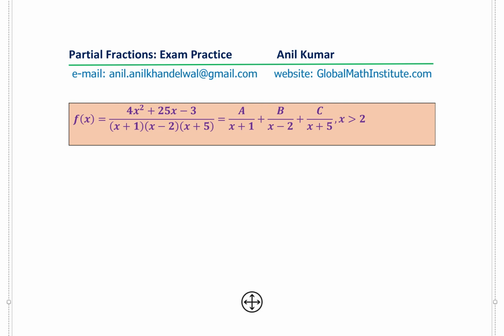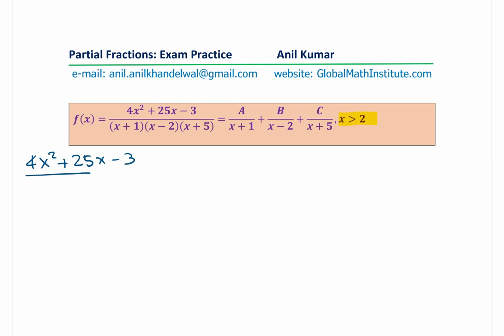So we are given this particular equation with the restriction that x is greater than 2. So you cannot use any value of x which is less than or equal to 2, correct? Okay. So let's expand this. We have on the left side 4x squared plus 25x minus 3 over x plus 1 times x minus 2 times x plus 5.